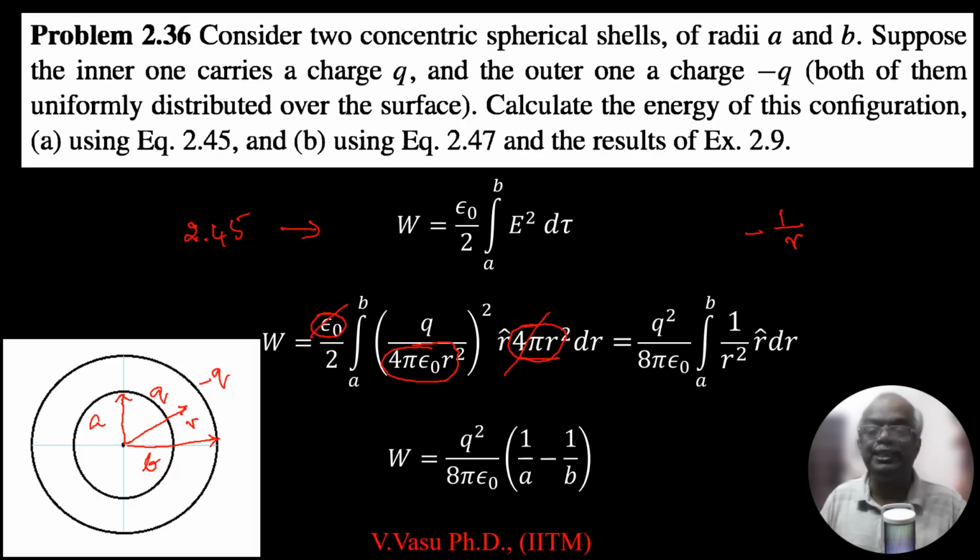If you change the limit, then you can change the sign. You change it to b to a. Then this negative sign will become positive, 1 over r. If you apply the upper limit, now the upper limit is a, so 1 over a, and you apply the lower limit, that is minus 1 over b. So the energy is equal to Q squared divided by 8 pi epsilon naught multiplied by 1 over a minus 1 over b. Now we will move on to part B.